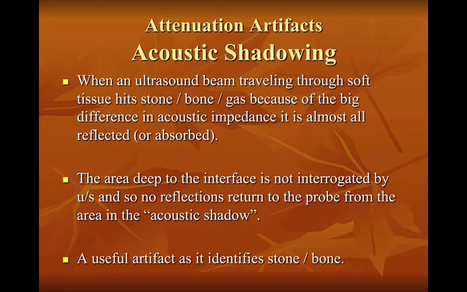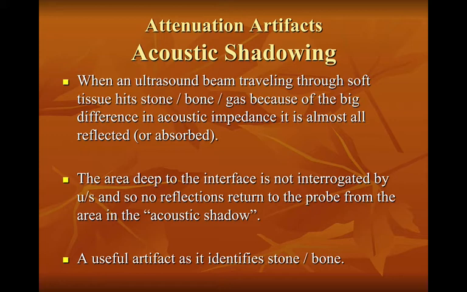So first, attenuation artifacts, and the first of these is actually acoustic shadowing. When an ultrasound beam travelling through soft tissue hits a stone or bone or gas, because of the big difference in acoustic impedance, almost all of that ultrasound beam is reflected from the stone, bone or gas interface, and it's either reflected or absorbed. So the area deep to that interface doesn't get any ultrasound beam because it's all been reflected or absorbed.